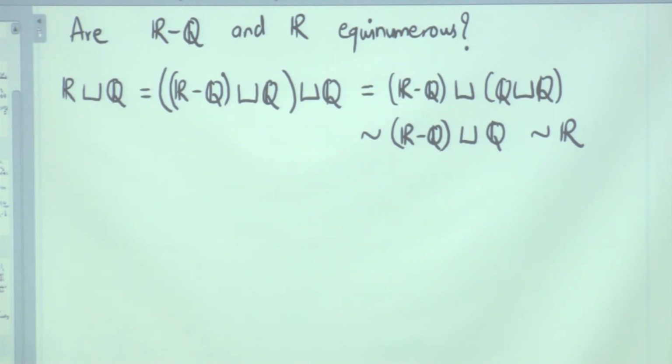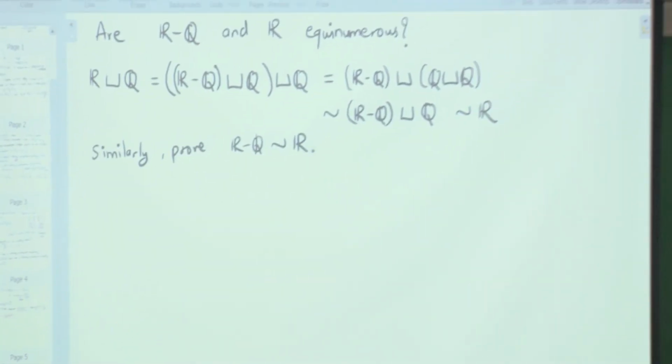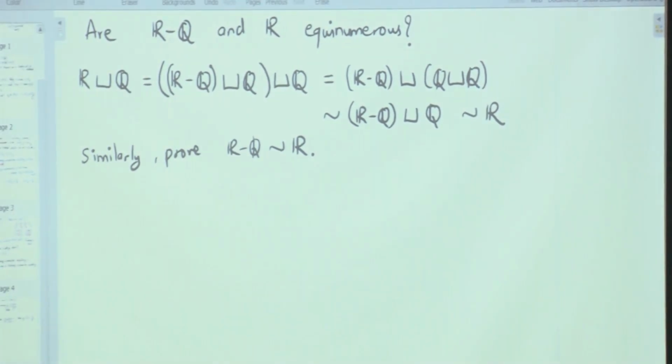Similarly, I can start with R minus Q and take out one more copy. I could have started with real numbers and taken out two copies of rationals, like two countable subsets, and done the same thing. So similarly, prove R minus Q and R have the same cardinality.